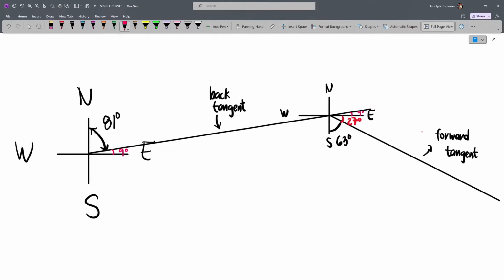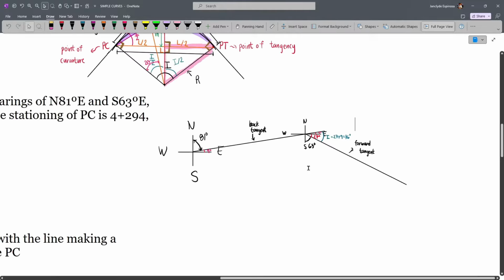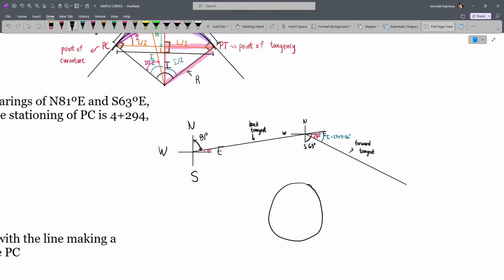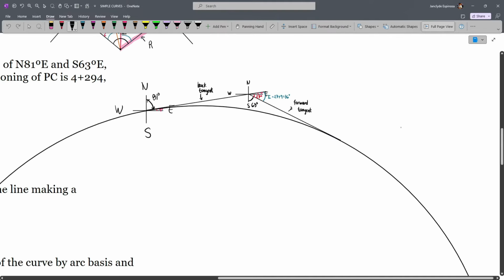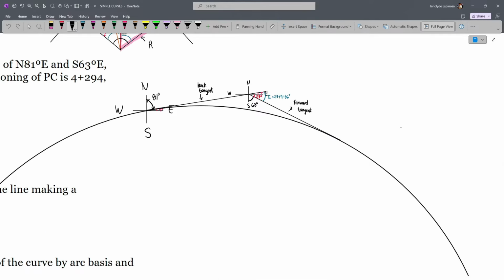And so diba, yung angle between the two tangents, yan yung central angle natin or intersection angle. So this angle pala, ito yung I natin, which is 27 plus 9 degrees. So 27 plus 9, that will give us 36 degrees. So this is our central angle. And so if you were to draw a circle, that will define our curve. Ito na yan. And so diba, perfect yung tangent natin. And so erase na lang natin to.